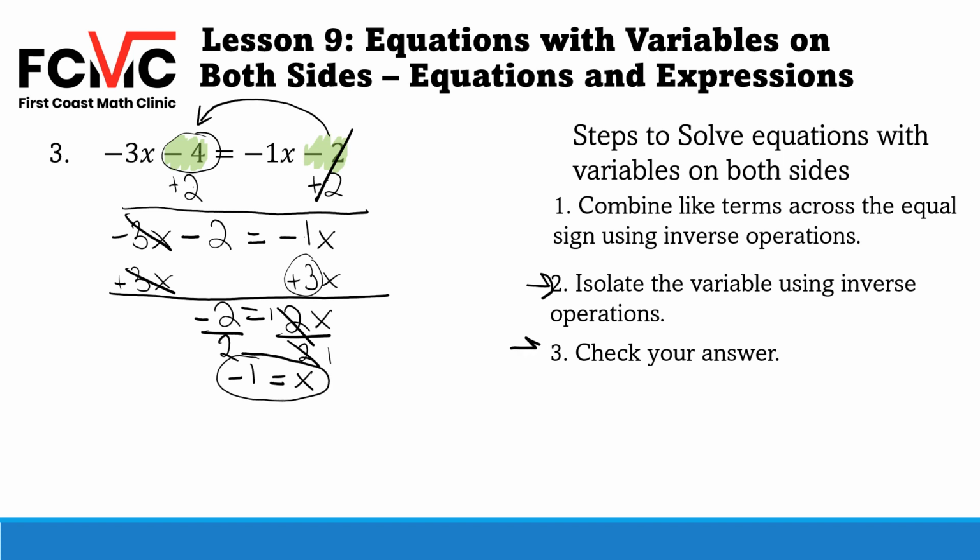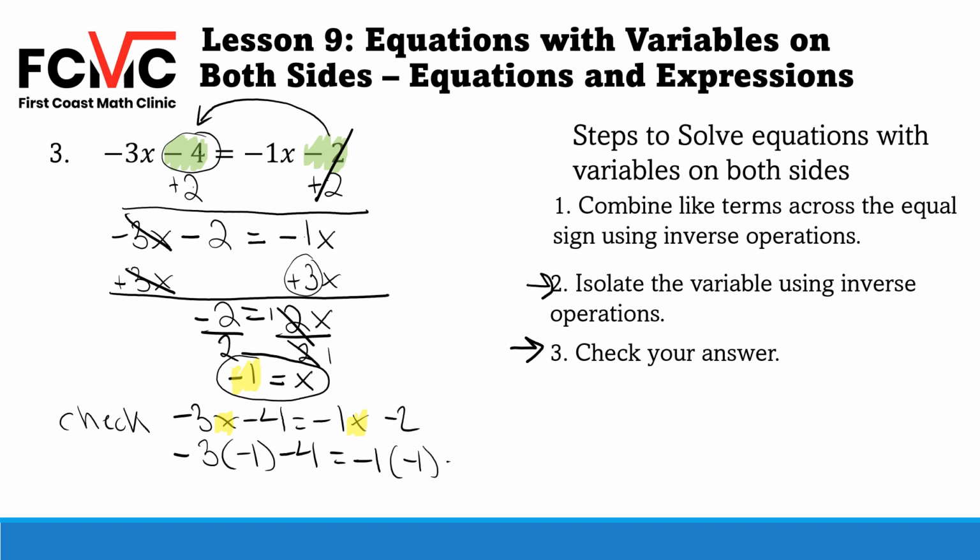And our last step, let's check. So let's take our original equation for our check. Negative 3x minus 4 equals negative 1x minus 2. So I'm going to take that negative 1, put it in for x, and I get negative 3 times negative 1 minus 4 equals negative 1 times negative 1 minus 2.